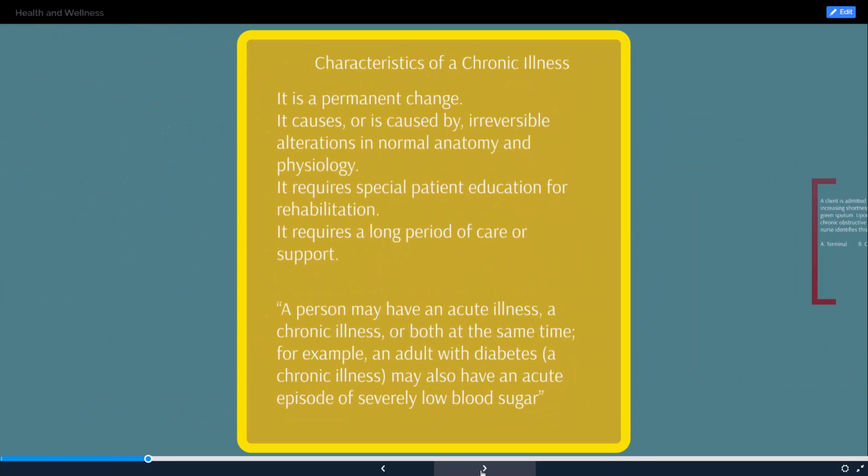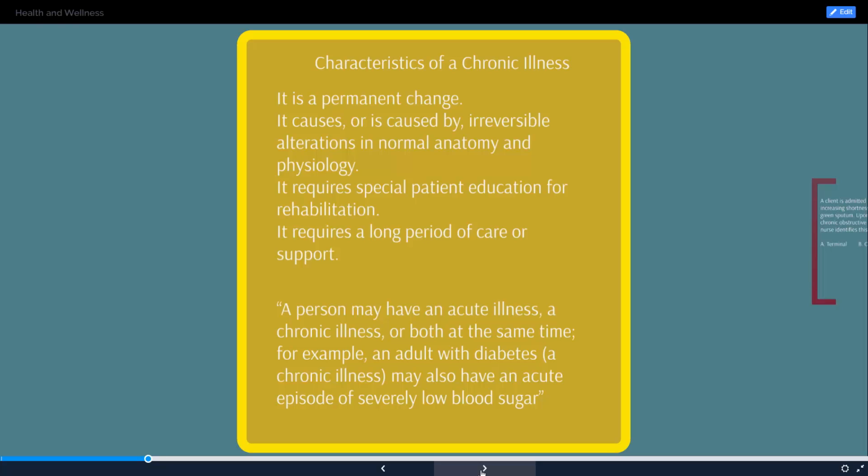Characteristics of chronic illness: it is a permanent change, causes or is caused by irreversible alterations in normal anatomy and physiology, requires special education, and obviously requires longer period of care or support, maybe even requiring rehabilitation services, okay?